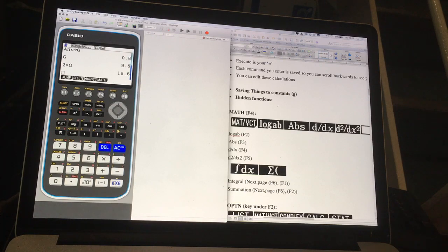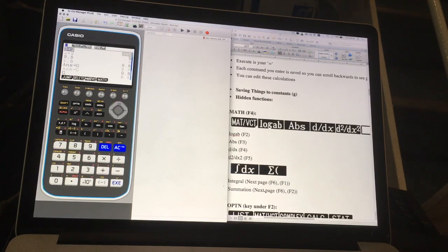And you can do that for anything. So you don't necessarily have to save G. You might want to save an answer that you're going to use a few times in a question. So you can just save it in as one of the letters and use it. Alternatively, you can always just scroll up and down and look for answers that you had earlier on in the calculations.